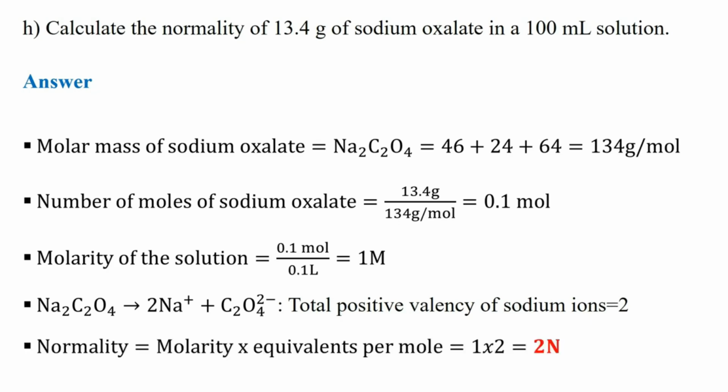So then we calculate the normality by taking molarity times equivalent per mole. We take 1 times 2, then we get 2 normal.